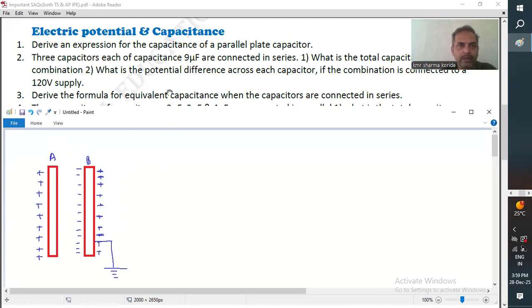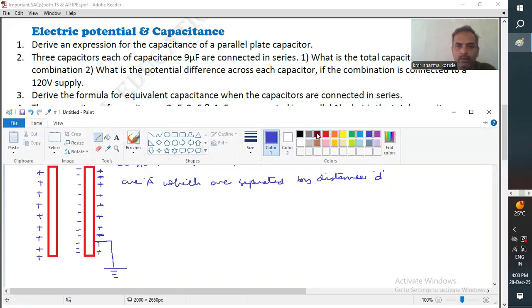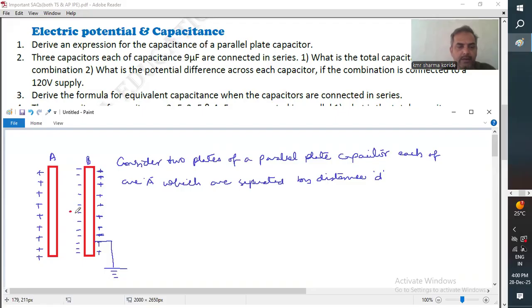Now, coming to the explanation for the question, consider two plates of a parallel plate capacitor, A and B, each of area A, capital A, and separated by distance D. Now there is an application of Gauss law here.